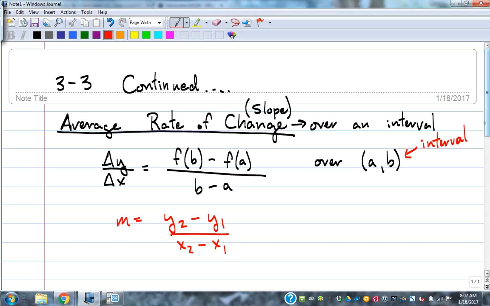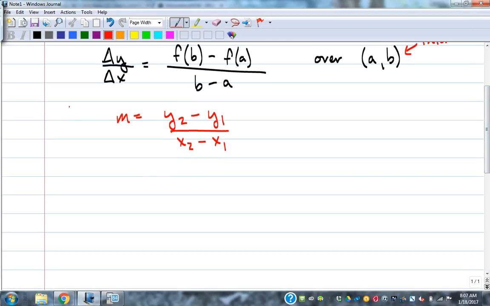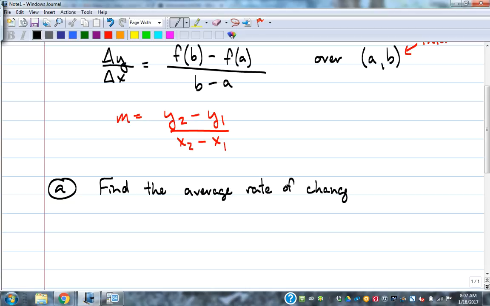So let's look at an example of that. Just call this example A for today. Find the average rate of change for f of x over 1 to 3. Okay. Remember, this is an interval.